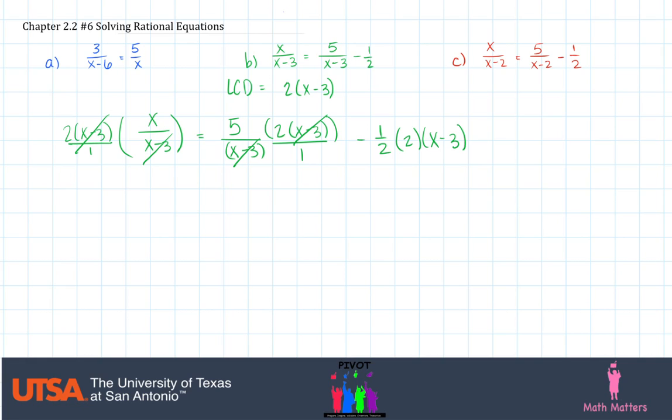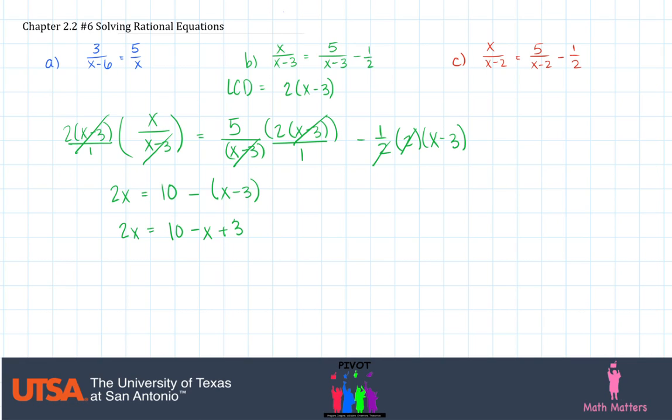And then we have a 2 on the bottom and a 2 on the top, so we can cancel all that out. So now we're left with 2 times x equals 5 times 2, this is 10, minus this x minus 3. And then again from here we just simplify. So we have 2x equals 10, distribute this negative, minus x plus 3.